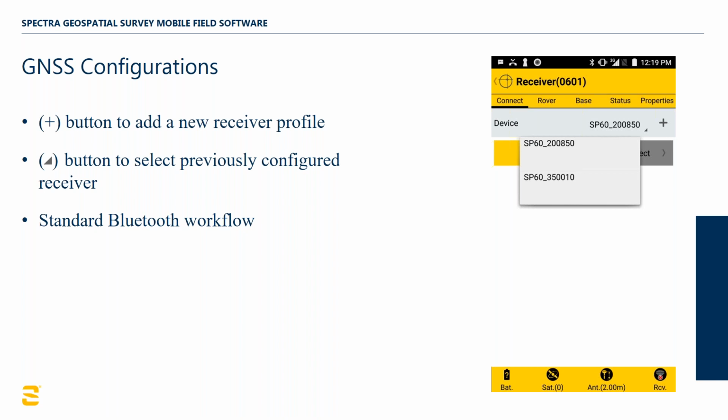We can add and we can store receiver profiles. Here you see I've got 2 different SP60s that have been selected or profiled, and I can select from either of them. And to connect to these receivers, it's the standard Bluetooth workflow. I know that may not be acceptable to some of you as far as me just covering it like that, but there's nothing special about the Bluetooth workflows, and it varies very little between receivers or total stations.